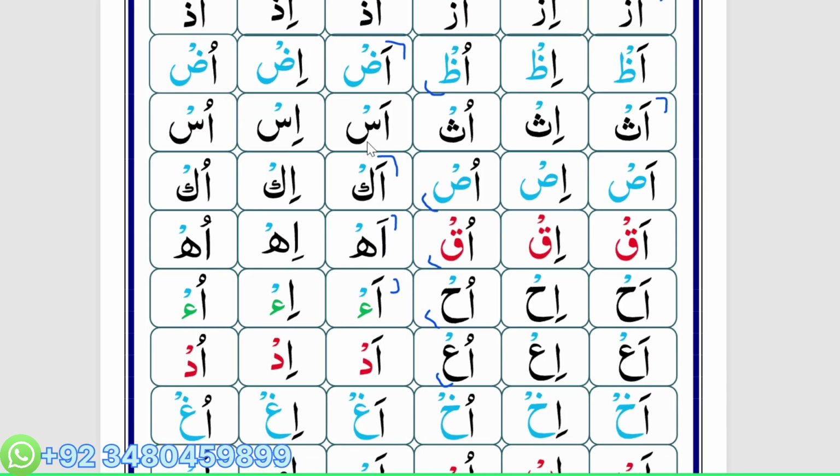Okay. Next similar sound letters are Tha, Sin and Sod. Tha will be pronounced without whistle, Sin and Sod will be pronounced with whistle, and Sod is from mustalia letters, so with whistle as well as in a thick tone. Okay. Hamza Tha zabar ath, Hamza Tha zir it, Hamza Tha pesh ut, ath, ith, uth.